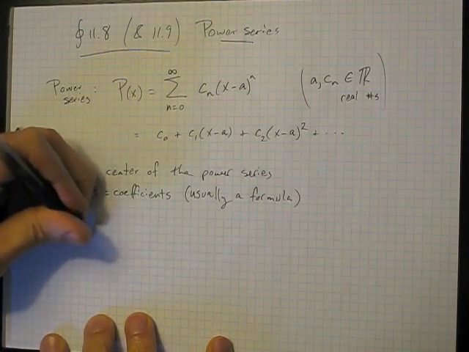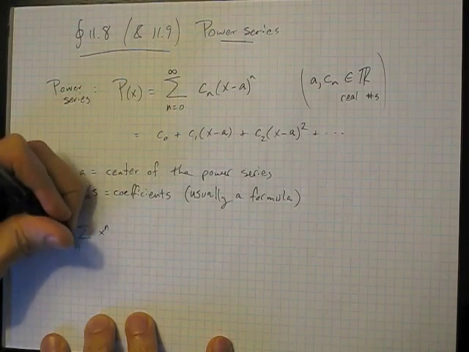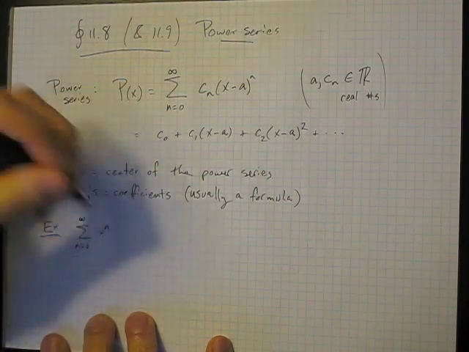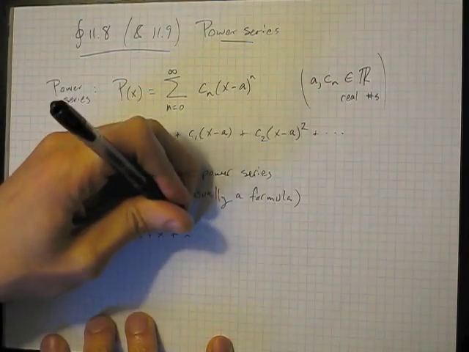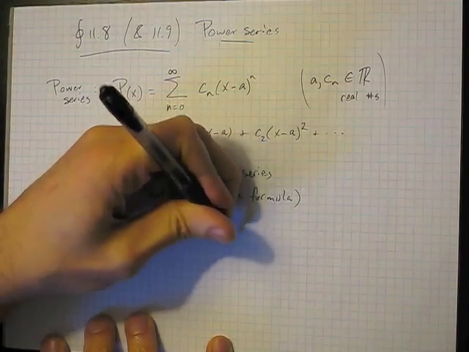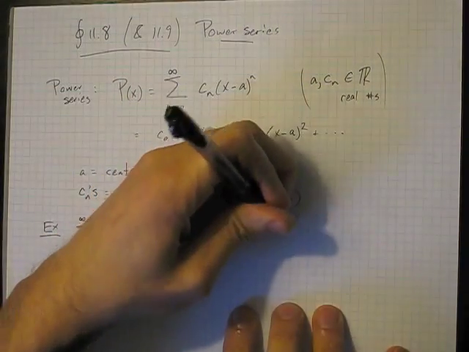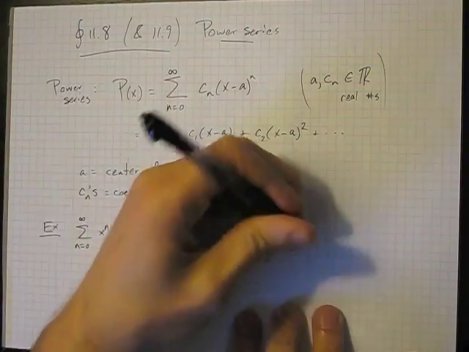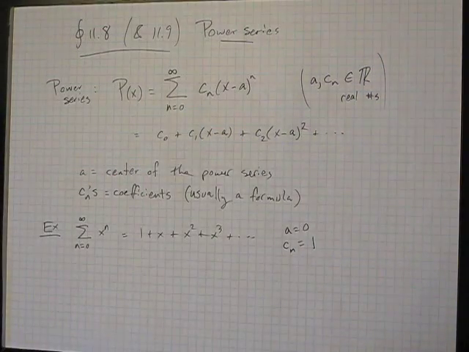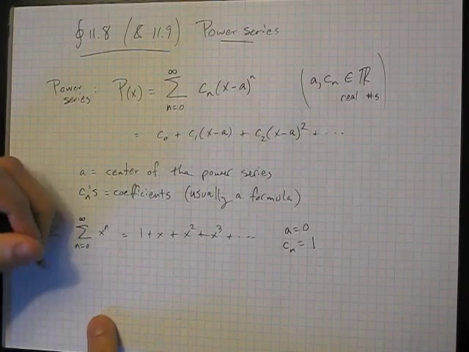We had this series here. This is 1 plus x plus x squared plus x cubed, and so on. Here the center is 0, and the formula for the c_n is that each c_n is just 1. Okay, so there was one example.